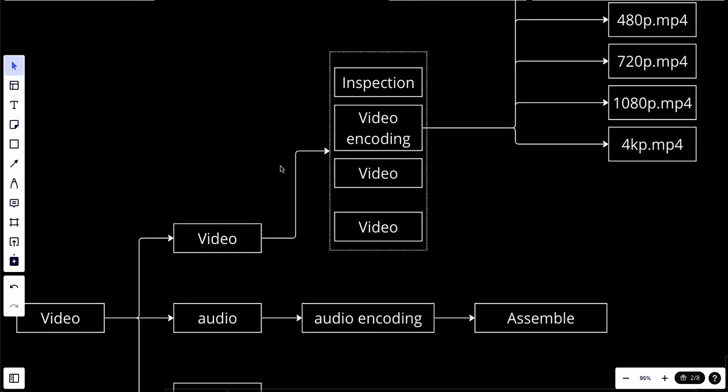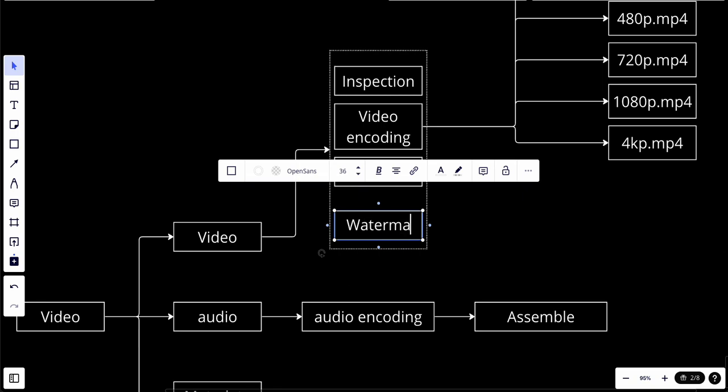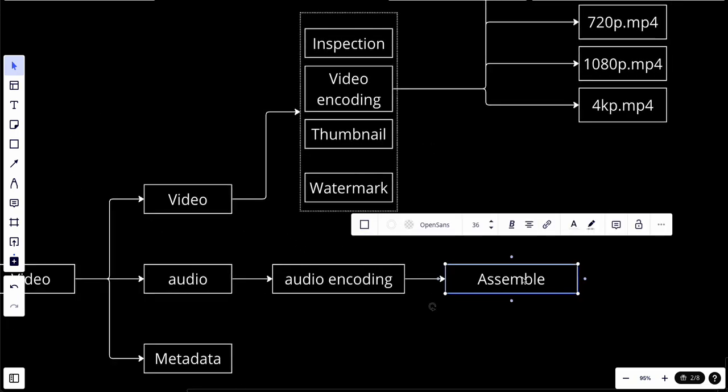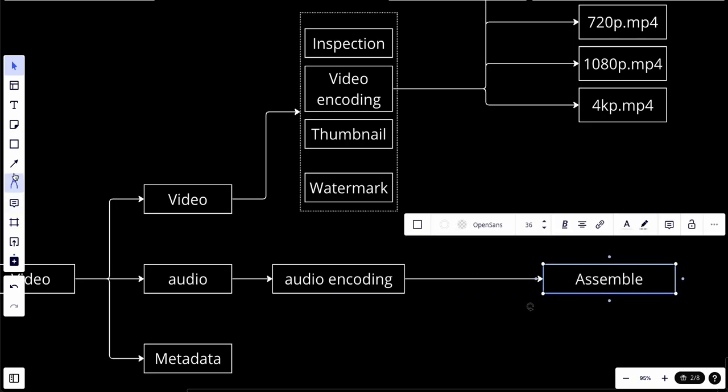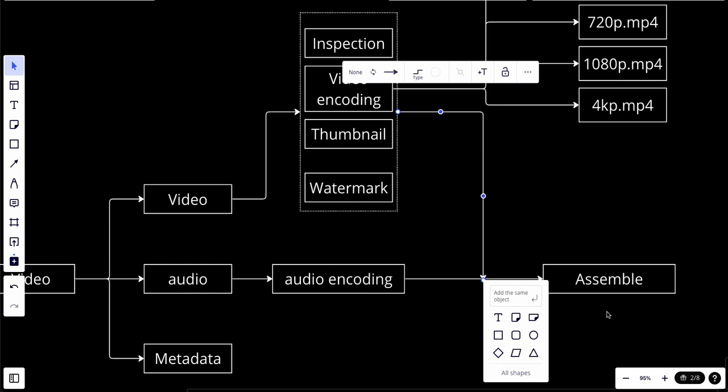However, we have the thumbnail. Oh, I forgot to add the new thing, the thumbnail, and we have the watermarks. The thumbnail can either be uploaded by the user or automatically generated by the system. It's the image that will be on the top of the video. The watermark is an image overlay on top of your video that also contains identifying information about it. Can I just stretch this a little bit? Because when these steps end, we go to this here, and it goes to the assembly.